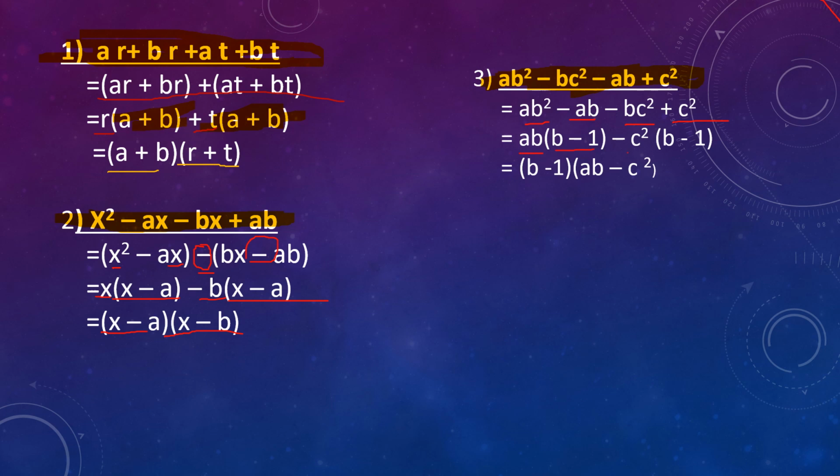From the second, if you are taking minus common along with C square, the sign of the last term changes. In the previous step it was plus. In the next step it has come to minus 1. Now overall B minus 1 is common, taken out common. Within bracket what is left? AB minus C square.